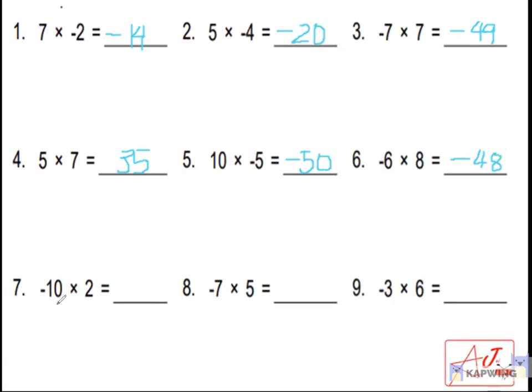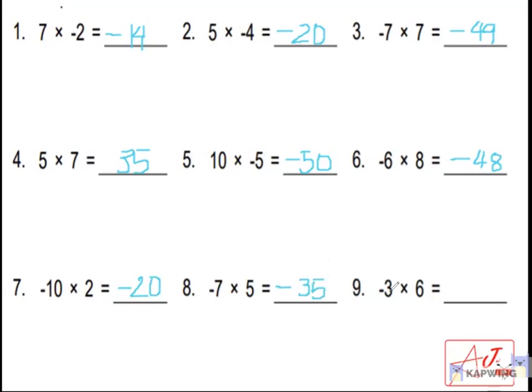For number 7, magkaiba ulit ang sign, isang negative at isang positive. So, ang answer natin, negative. And then, 10 times 2 ay 20. So, ang answer sa negative 10 times 2 ay negative 20. For number 8, negative 7 times 5, magkaiba ulit ang sign, kaya negative ang answer natin. 7 times 5, 35. So, ang answer for that number is negative 35.